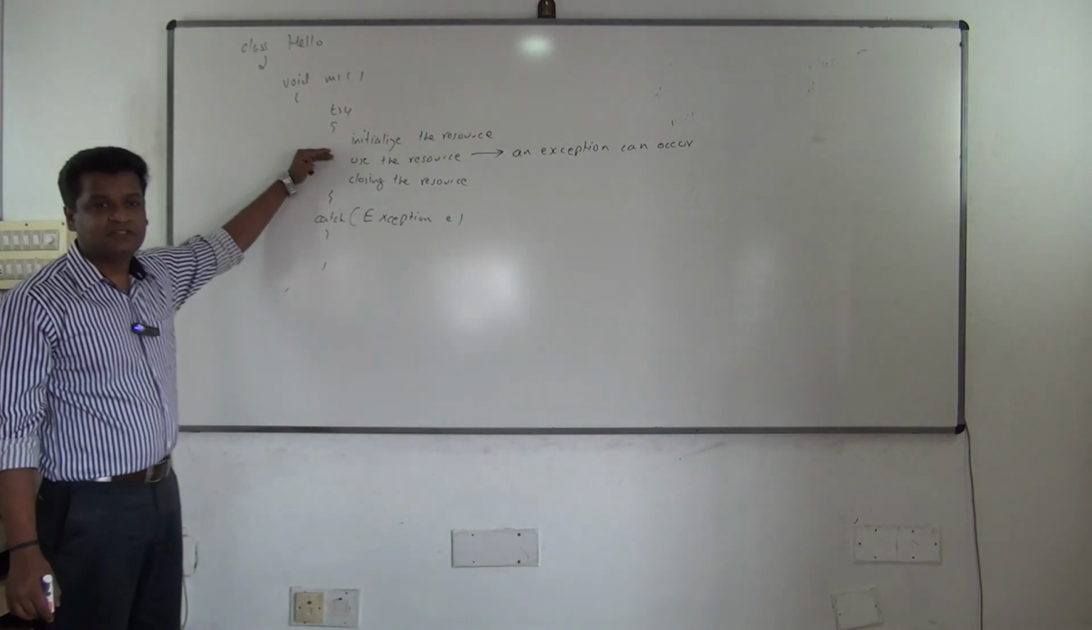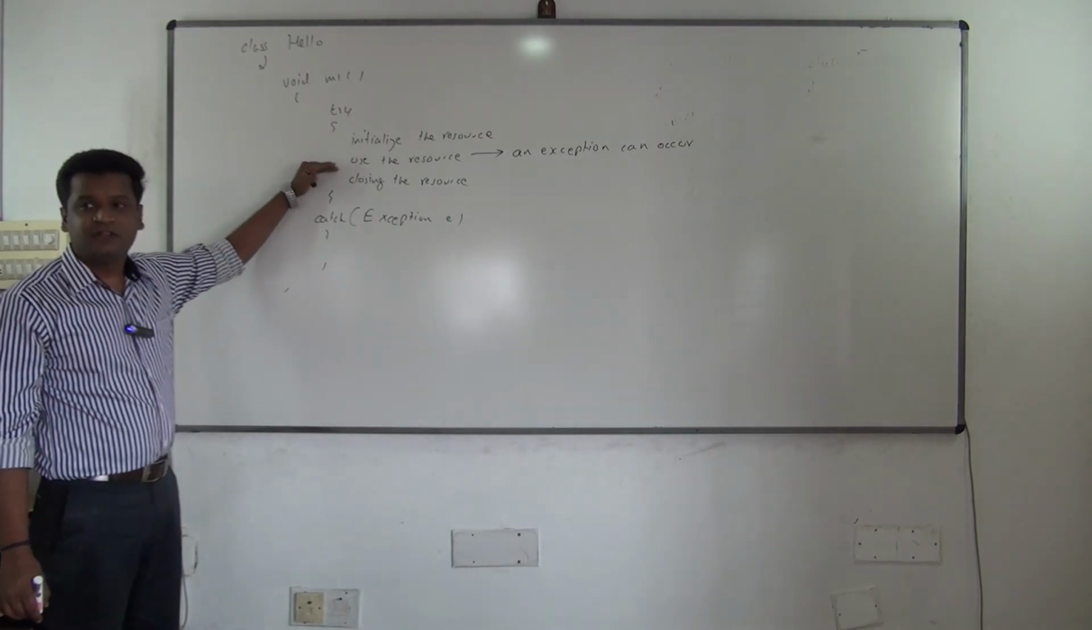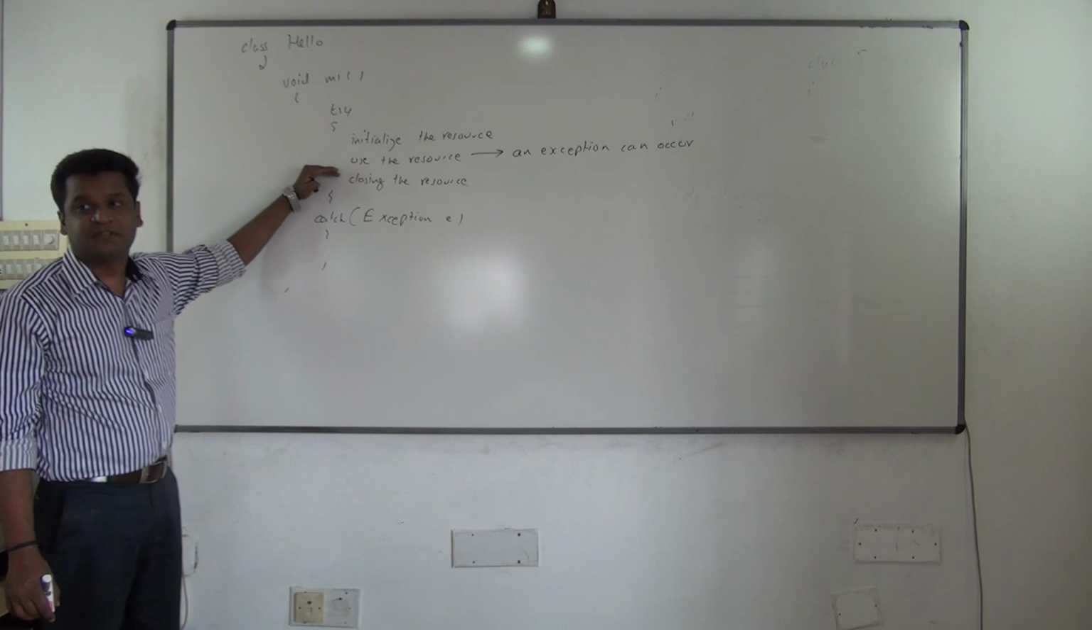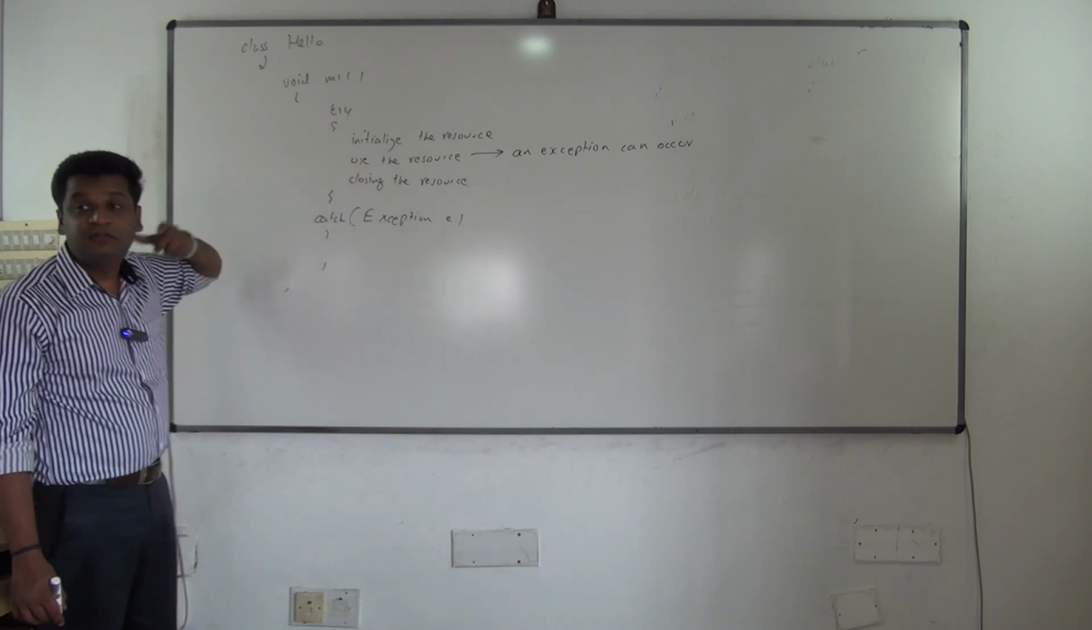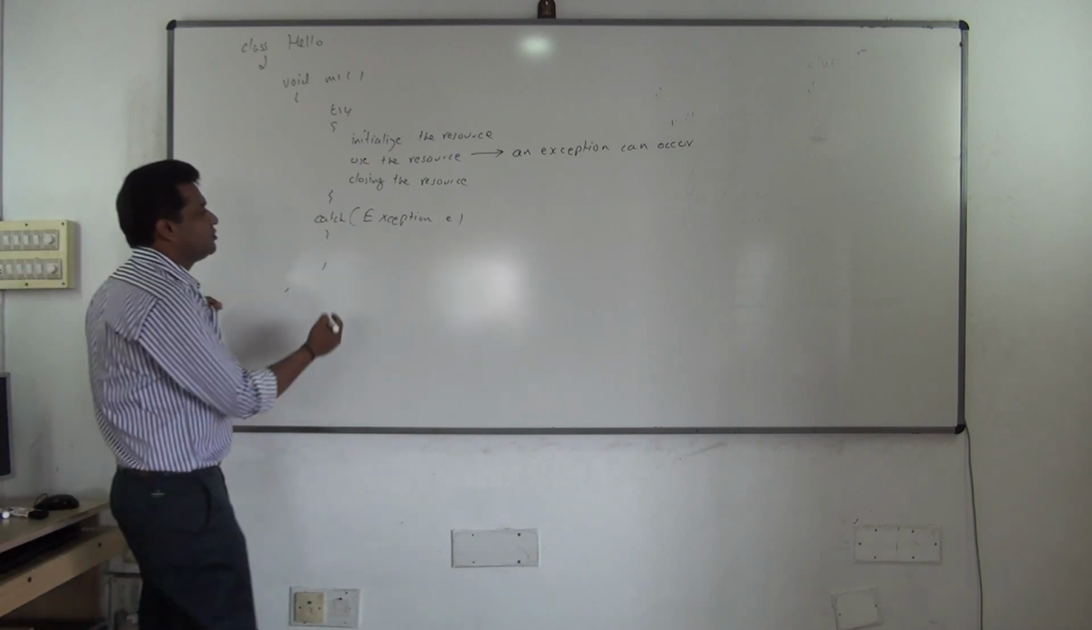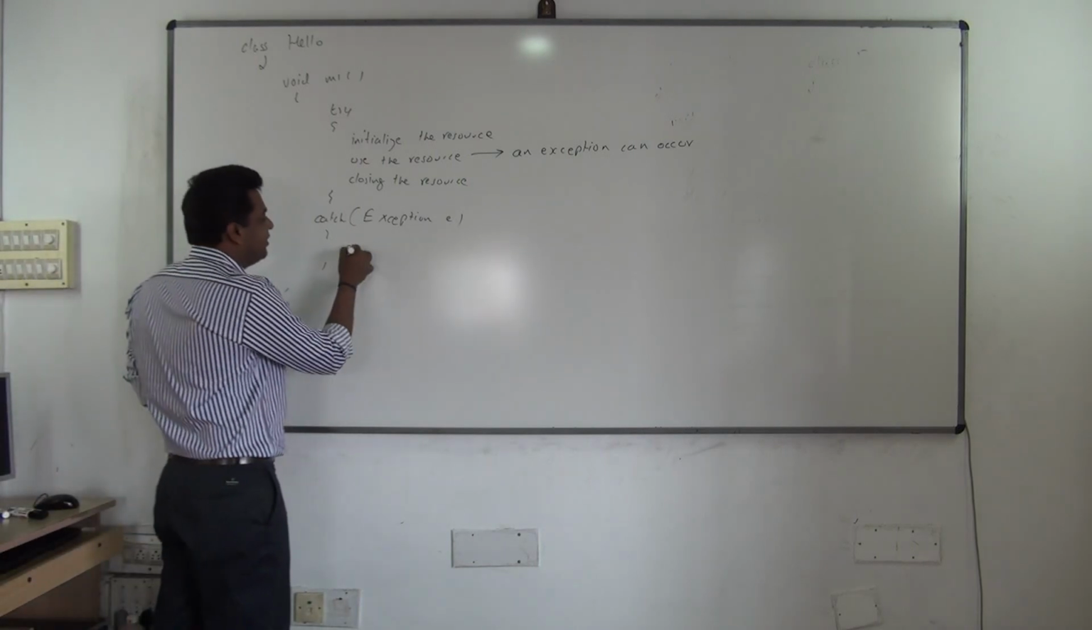You call M1. It has got the resource. You are using the resource. When you are using the resource, an exception occurs. So the code that closes the resource will not execute now. You should not leave the resource open. So that's the reason what you should do: you should close it. If you are not using finally, see, this is the headache.